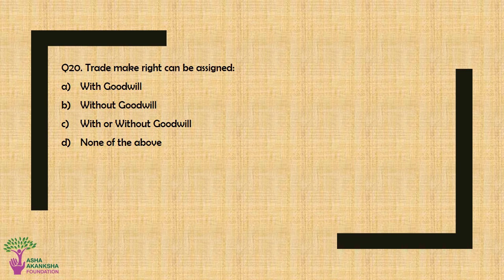Question number 20. Trademark right can be assigned. Option A, with goodwill. Option B, without goodwill. Option C, with or without goodwill. Or option D, none of the above. The correct answer for this question is option C, with or without goodwill.